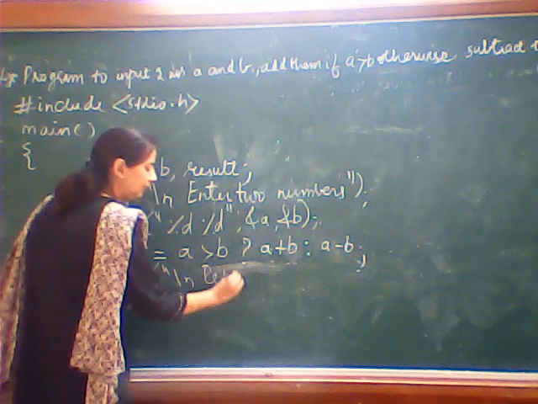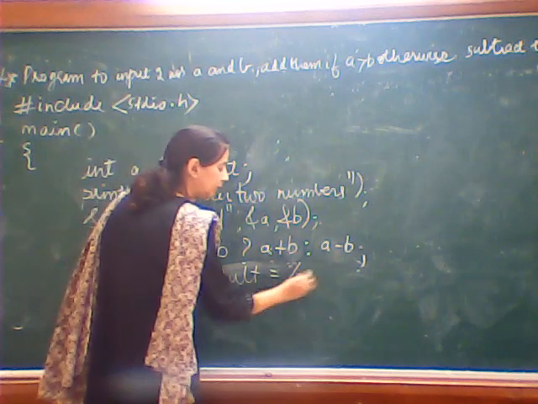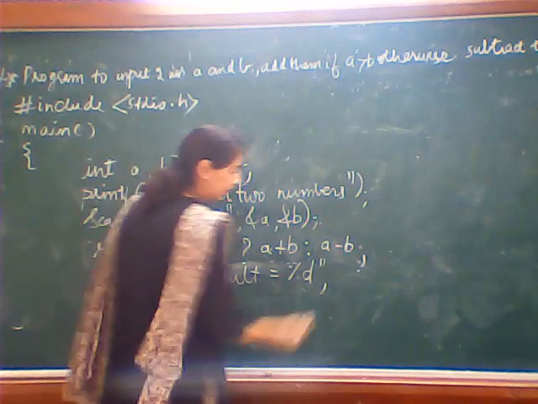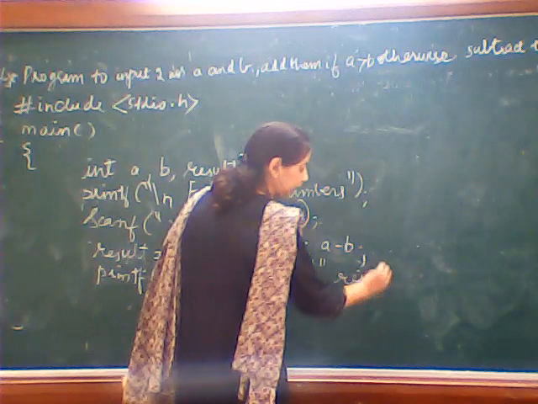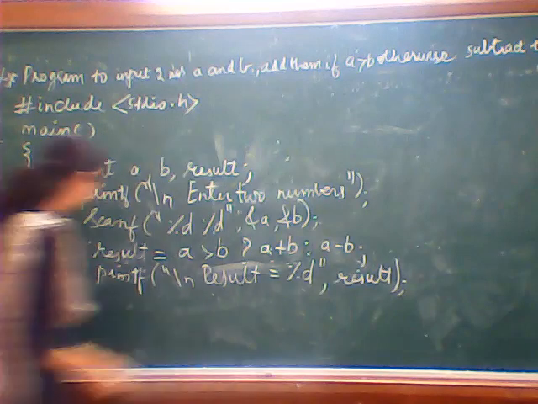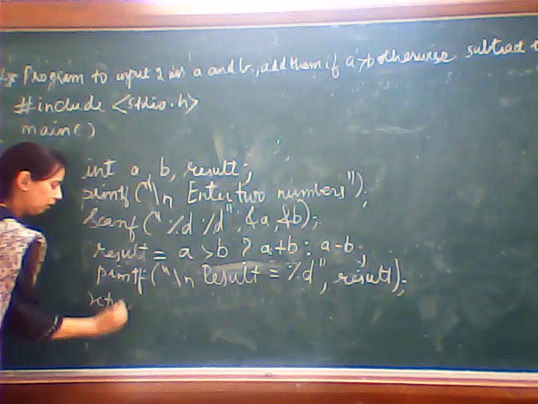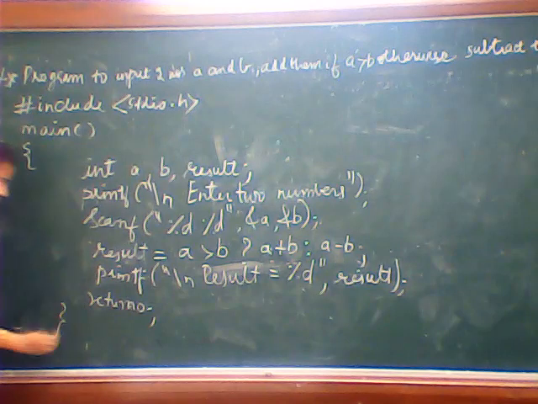We'll say result is equal to percentage d, comma, the name of the variable, that is result. Okay? Then return 0 and after that stop.